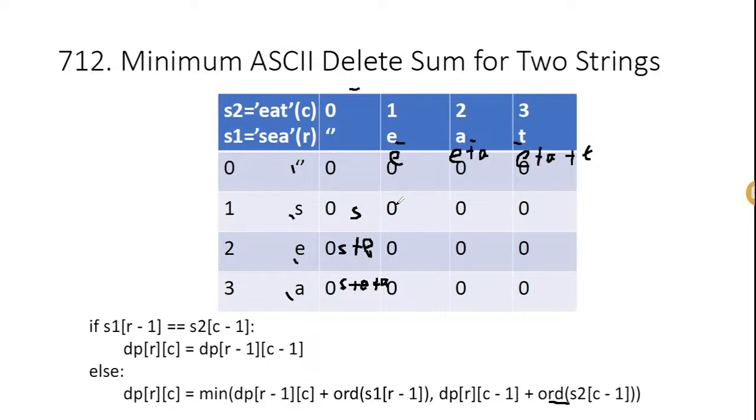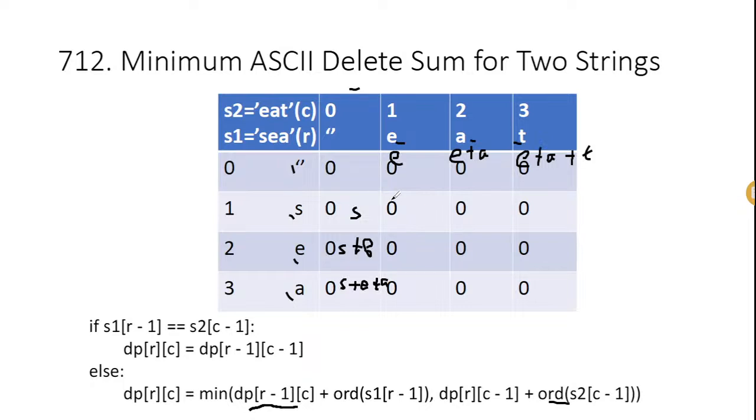So for this one, S is not equal to E. This is one of the conditions. If S1[R minus 1] is not equal to S2[C minus 1], this is the first condition. Actually, it is here. So if they are not equal, there are two ways we can make them equal.